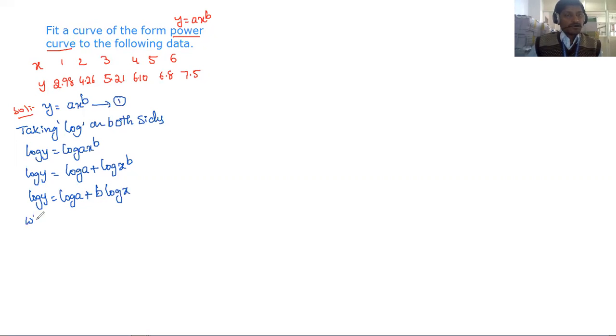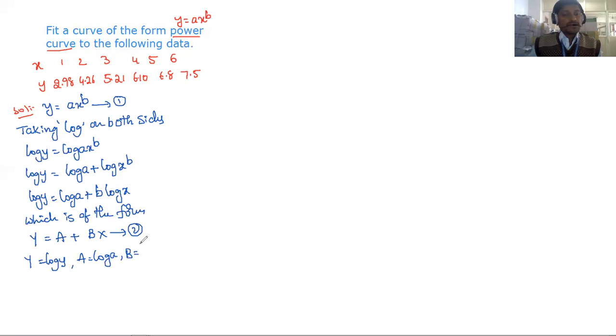So which is of the form capital Y is equal to capital A plus capital B X, and let it be taken as 2. Where capital Y is equal to log y, capital A is equal to log a, capital B is equal to small b, and capital X is equal to log x. So here the X values also we need to find. So equation 2 is a straight line.